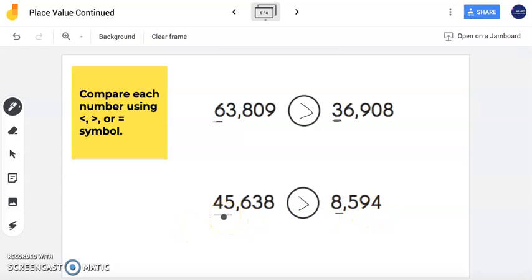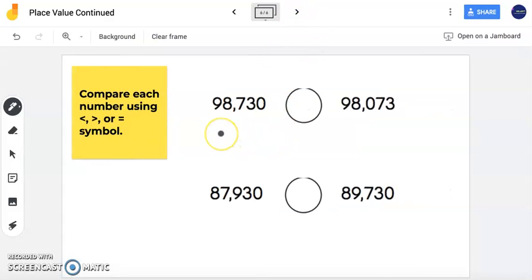Now notice 45,638, the first digit here is a 4, and the first digit here is an 8. But it's really important that you look at the place that digit's in. The first digit here is an 8, but it's in the thousands place, so you only have 8,000. While here the first digit is a 4, so that is smaller than an 8, but the value of that 4 is 40,000 because it's in the 10,000s place. So it's really important that you look to see what is the location of that digit in the number. What's the value of that digit?